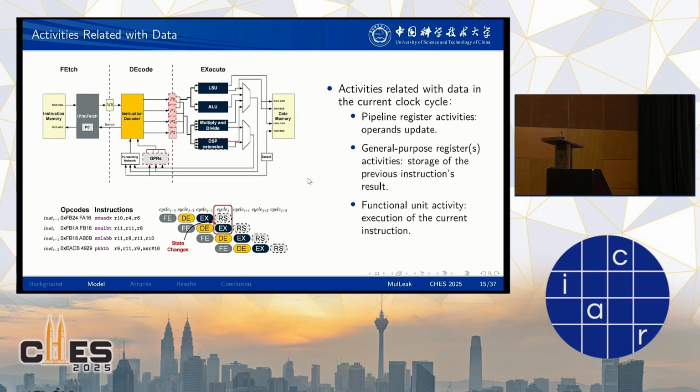Since the EX and RS stages may process secret data, we pay more attention to the power consumption during these two stages. In the left bottom figure, cycle J denotes the current clock cycle, and inst I is the current instruction. So, in the current clock cycle, pipeline registers update operands from the current instruction, the general purpose registers store the result of the previous instruction, and the functional unit executes the current instruction.